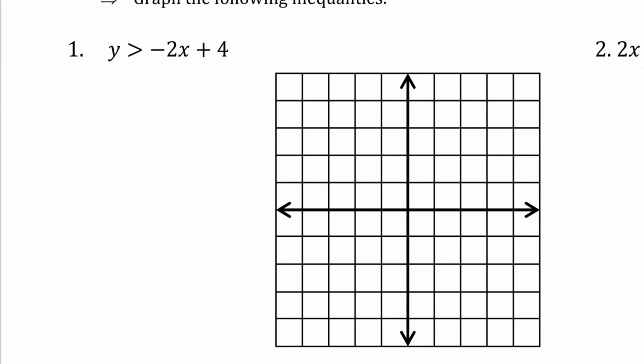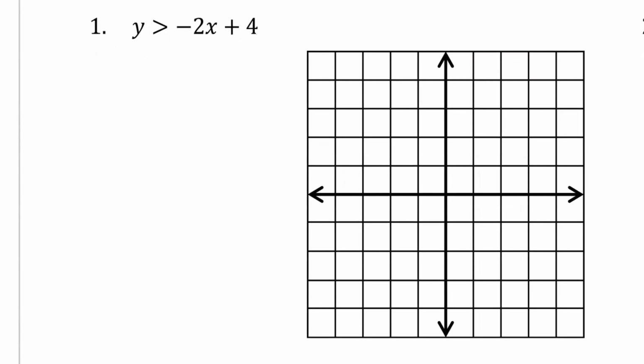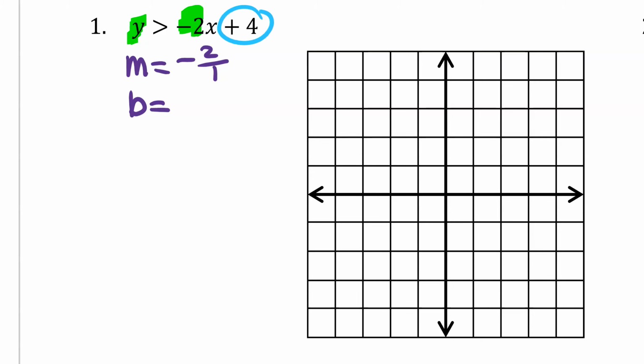Number 1. First thing I check for is, do I have y by itself? Is this in slope-intercept form? Yes, it is. I always write down what my slope is and what my y-intercept is before I graph. My slope is -2. If you like to put -2 over 1 so you remember how far to go over, that's totally fine also. My y-intercept is +4, so that's where I'm going to start my line.